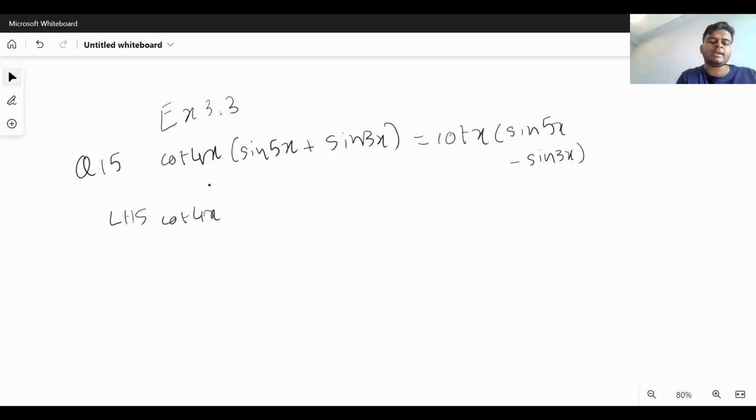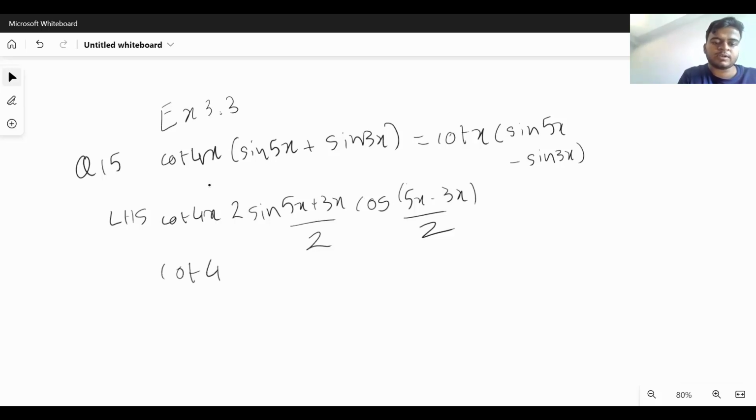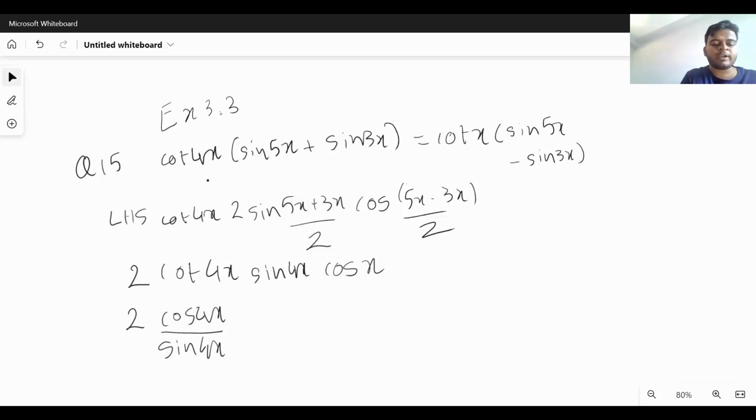What is sine x plus sine y? It is nothing but 2 times sine of (5x plus 3x) by 2 into cos of (5x minus 3x) by 2, correct? And when you solve this, you get 4x, 2 comes out here, sine 4x into cos x, correct? Now I'm just writing cot 4x as cos 4x by sine 4x, into sine 4x into cos x. Sine 4x and sine 4x get cancelled, and we get 2 times cos 4x into cos x.